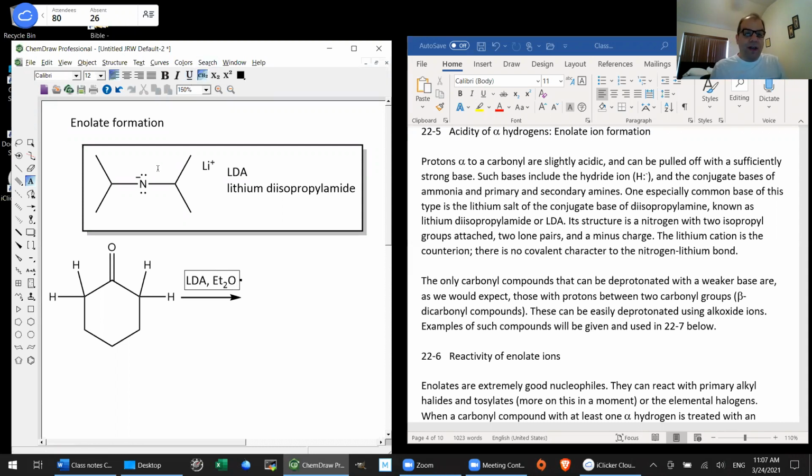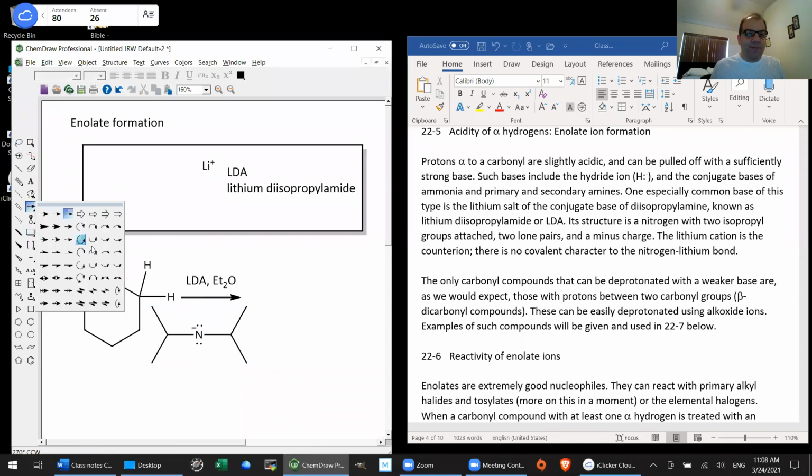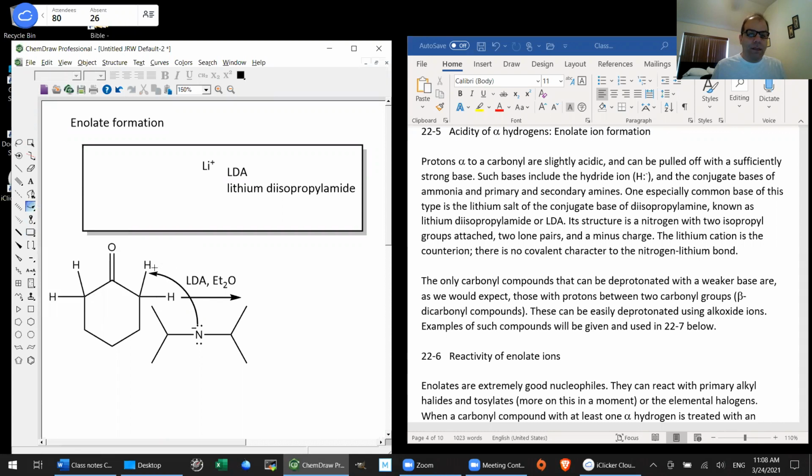And so what would happen? Well, I would expect that this species would pull off one of those 4 protons. Doesn't matter which, they're equivalent. I'm going to choose to go for that one. And you would wind up making your enolate. And by the way, I would expect that that would be quantitative.